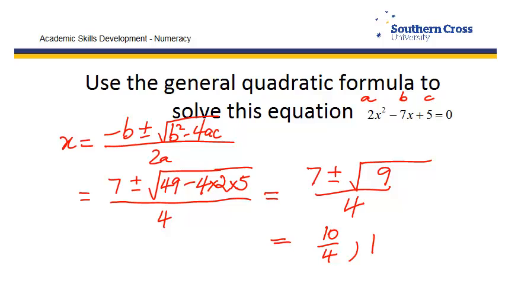And I guess we could tidy that up a little bit by simplifying this fraction down, which becomes 5 on 2. So there are our two solutions to the equation.